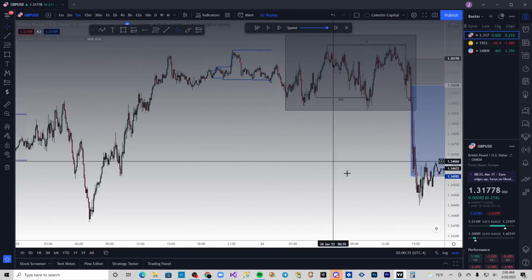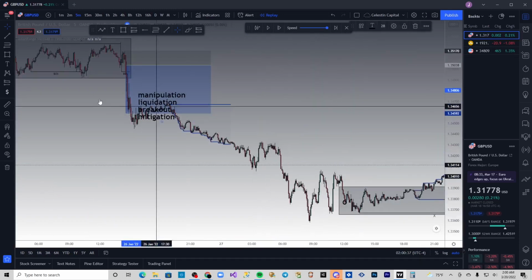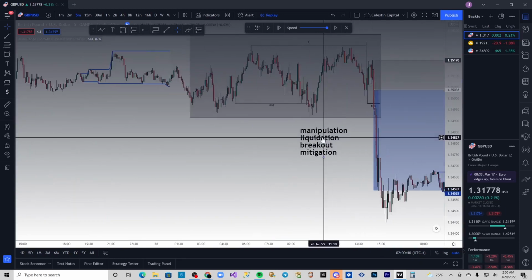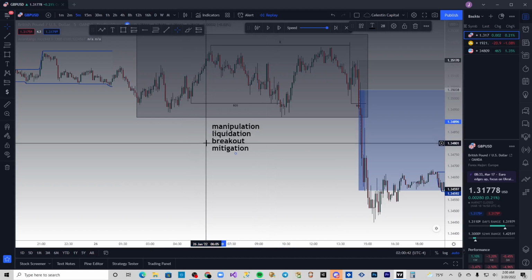This is a simplified approach to Wyckoff. Remember the 4 principles, guys: manipulation, liquidation, breakout, and mitigation. Say it with me: manipulation, liquidation, breakout, and mitigation. If you want to simplify your trading, this is a great way to look at things. All right, so I've been back testing this, I've been studying this, and it seems to work really well. The only thing is you have to be patient. In general, with trading, you have to be patient. So this doesn't change anything.